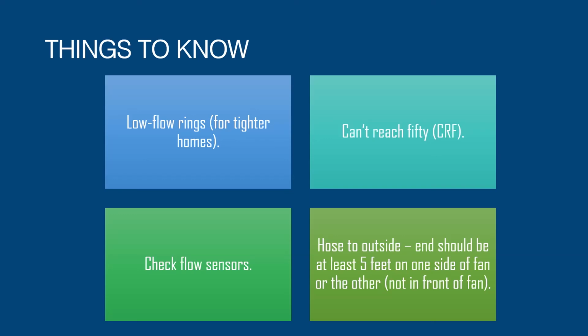Checking your flow sensors is critical as well as your rubber hoses. Watch for kinks and other obstructions. And lastly, be sure that your reference to outside hose extends out and away from the jet stream of air created by the fan. I try to get my hoses 10 to 15 feet out of the way around the corner if possible.